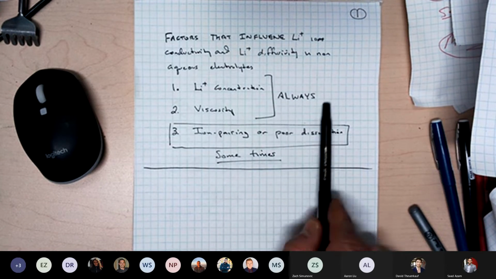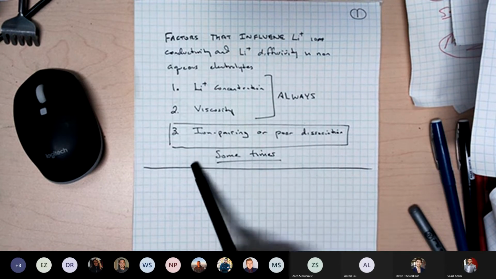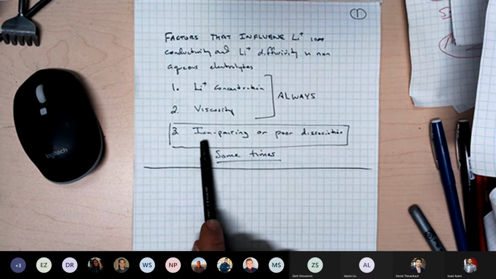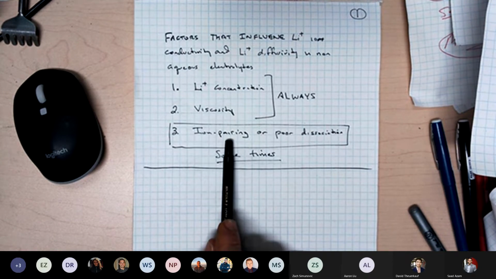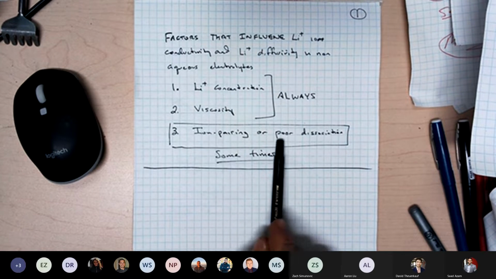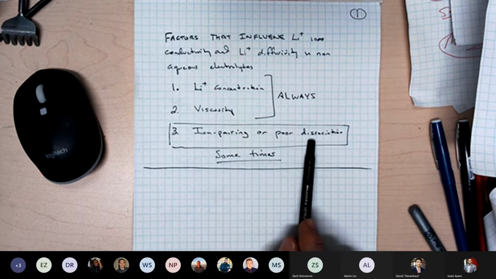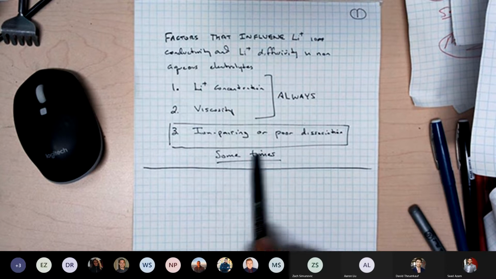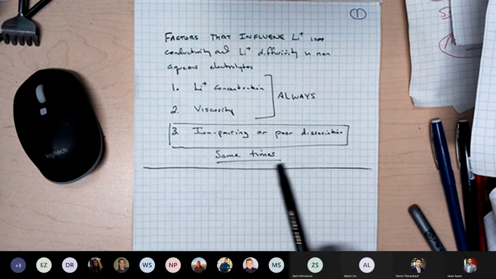So these two factors are always present, and sometimes you have ion pairing occurring, which reduces the number of charge carriers, or pore dissociation, which is equivalent to an ion pair. And this occurs sometimes. We'll talk about this later.